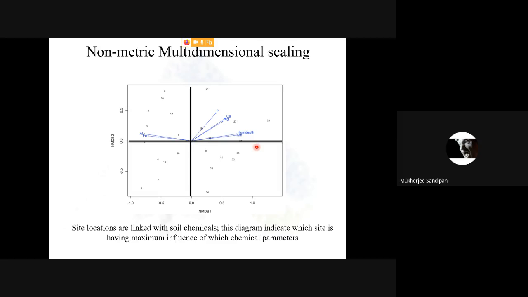I'm using non-metric multidimensional scaling for some water chemistry data, where we have water samples collected from different springs and for which chemistry data is available, and we are using multidimensional scaling to find out similarities. What type of springs have similarities in terms of chemistry, in terms of discharge, and in terms of geological parameters. I hope I have completed by 4:30.